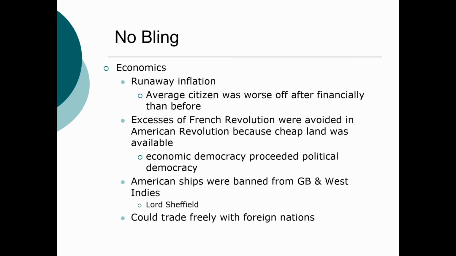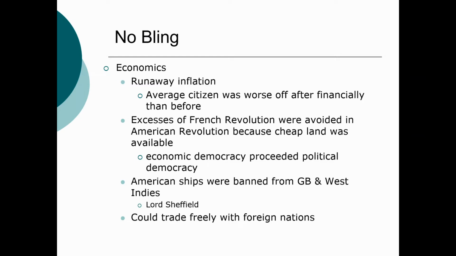What you're going to see is the excesses of the French Revolution are going to be avoided in the American Revolution because cheap land was available. So even though there are some economic problems, the American citizens could just move west, the whole idea of manifest destiny, they could just buy cheap land west. It kind of prevents that massive poverty that you're going to see in France with the French Revolution. So you get economic democracy before political democracy.